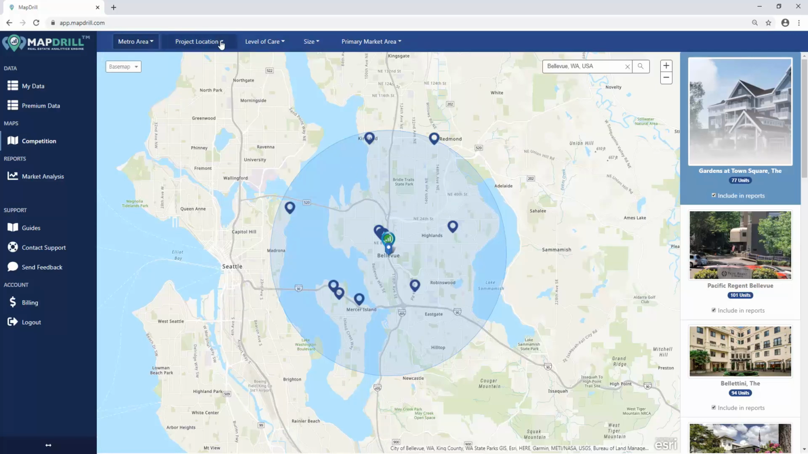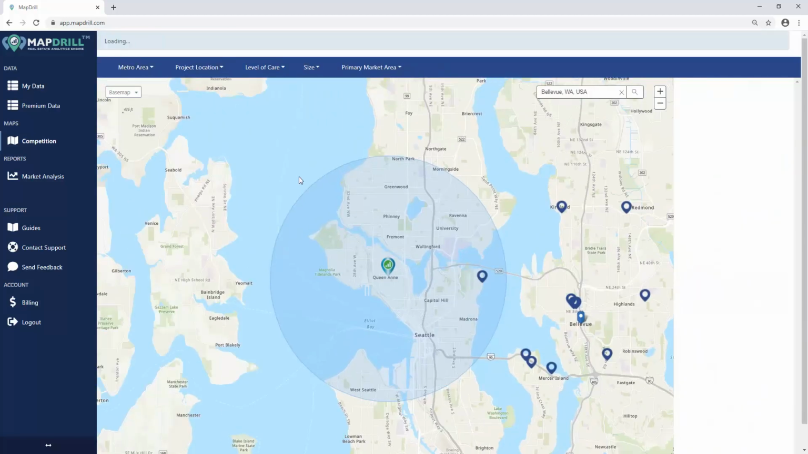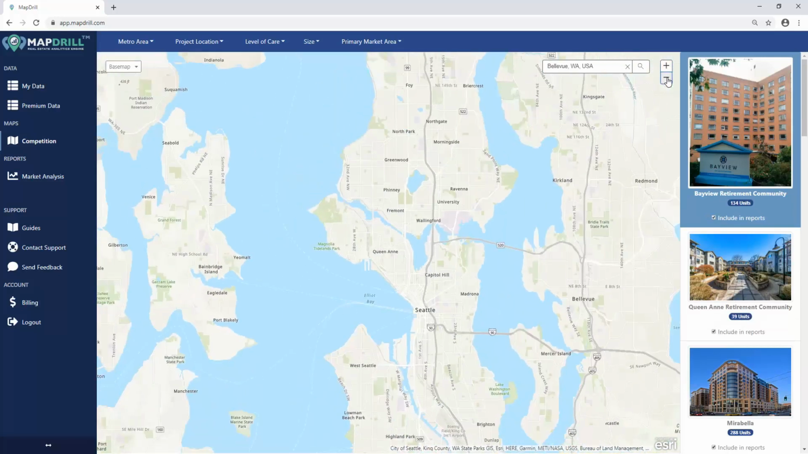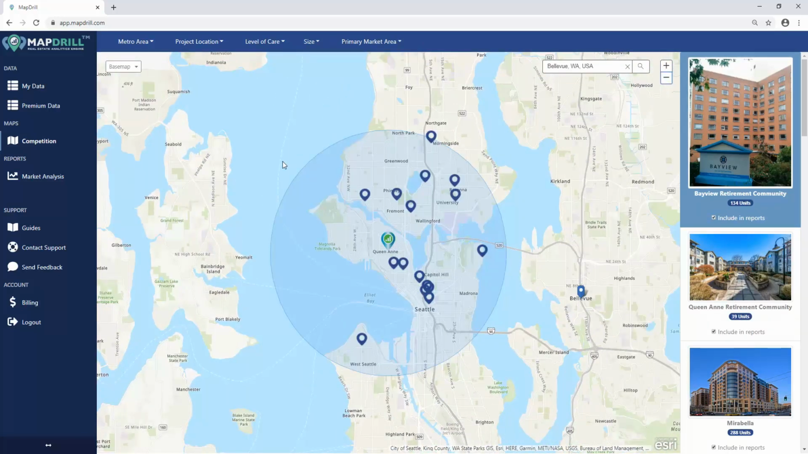The second thing you do is pick your project location. Select anywhere on the map. You can move the map around and go in as close as you want or pan out. Let's just say that it's on top of Queen Anne Hill.